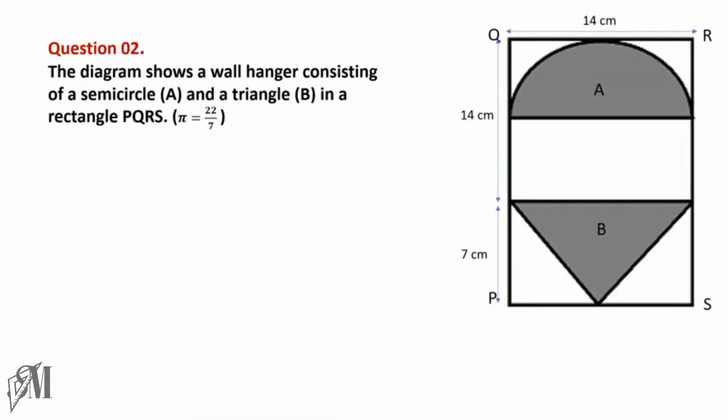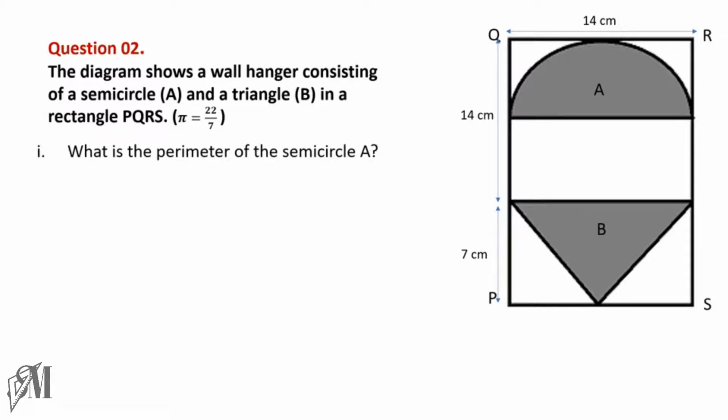Let's move on to the second question, children. Here another diagram is given that is supposed to be a wall hanger which contains a semicircular part and a triangular part in a rectangle PQRS. So the first part is, what is the perimeter of the semicircle?